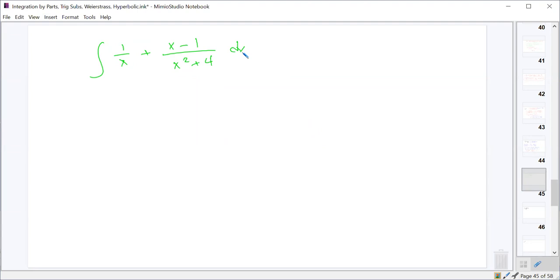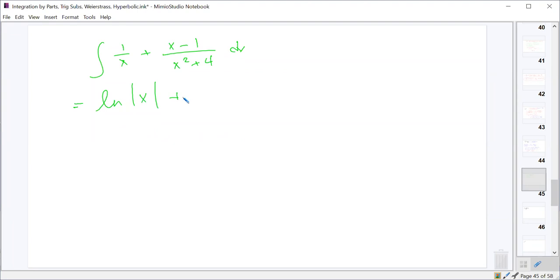Okay. First one is easy, right? Natural log absolute value x. But what about the second one? x minus 1 over x squared plus 4. Another rational function, right? If it was just 1 over x squared plus 4, it'd be easy because we just learned the rule for that, but it's not. It's also got an x minus 1. So any thoughts on how we can deal with that?